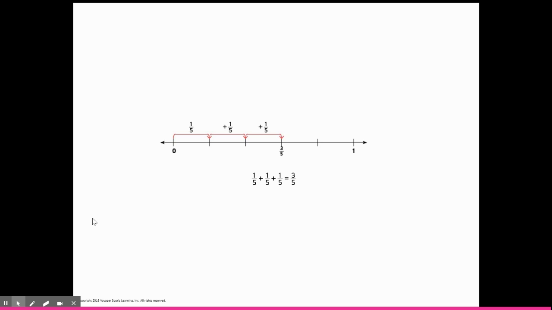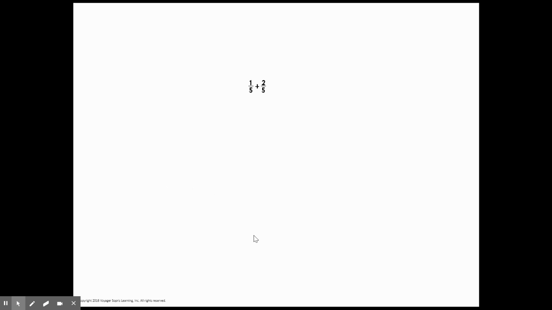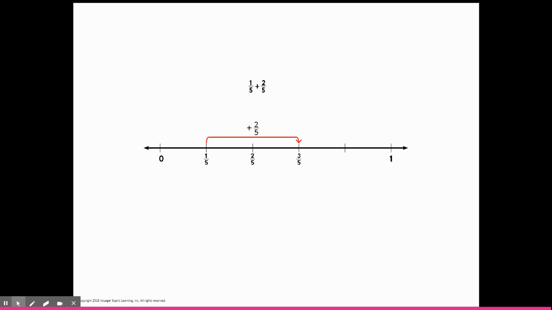Let's look at another problem that has 3/5 as the sum. Begin by drawing a number line that shows fifths. Then start at 1/5 and count forward 2 tick marks to find the sum. So 1/5 plus 2/5 equals 3/5. We can use the number line to add 1/5 and 2/5 in the way that we would use a number line to add whole numbers because fractions name fifths.